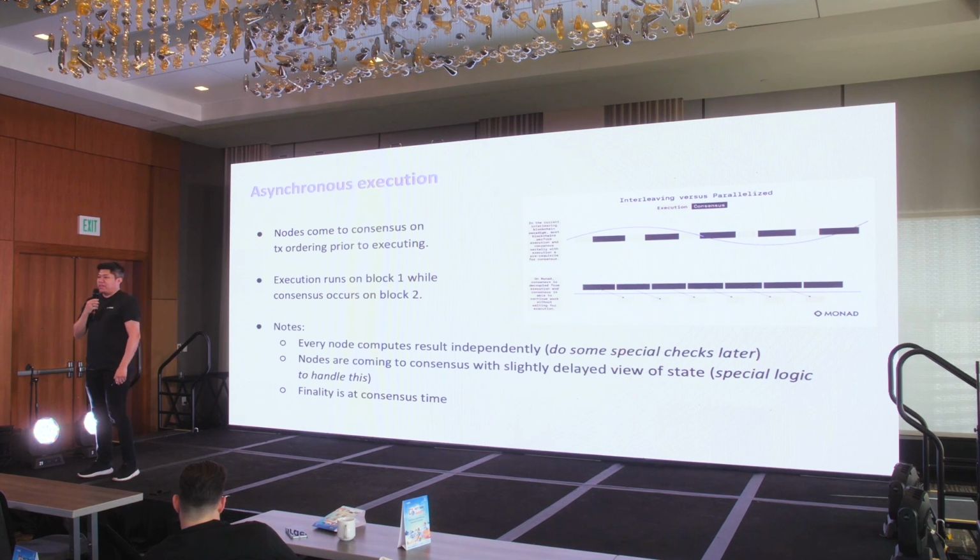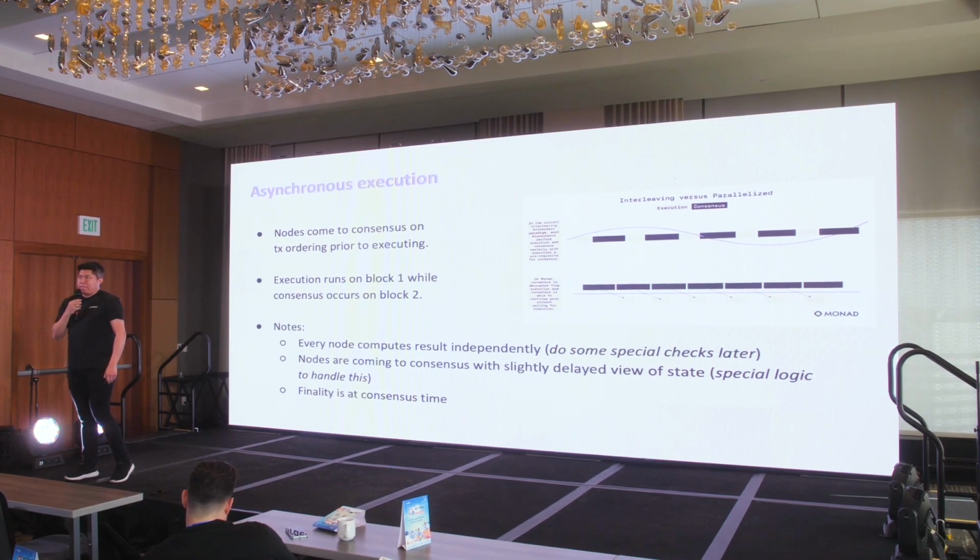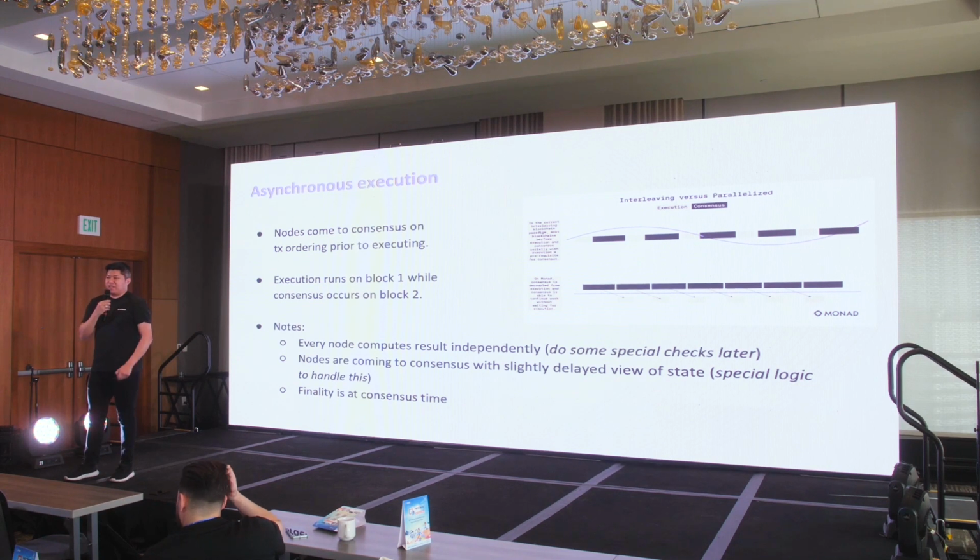The other thing to point out is that nodes are coming to consensus, but when they're doing that, they have a delayed view of the state because the execution has not happened yet. So you might ask whether there are any wrinkles there. Also, finality happens at consensus time. As soon as the nodes have agreed upon the official ordering of the transactions, everything is deterministic from there. So consensus finality is actually state finality as well.